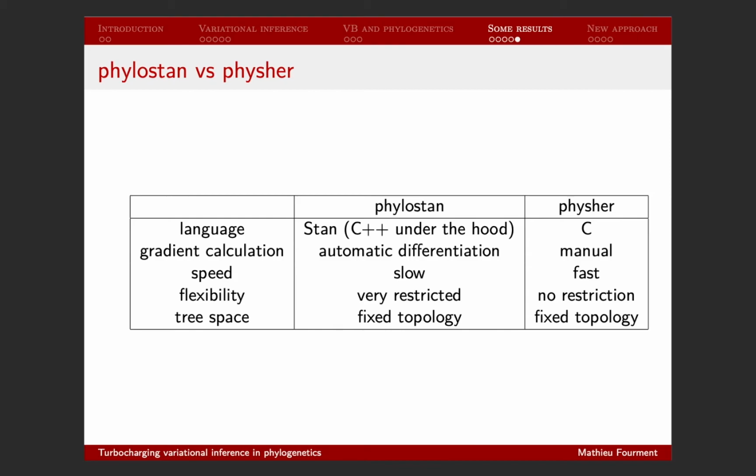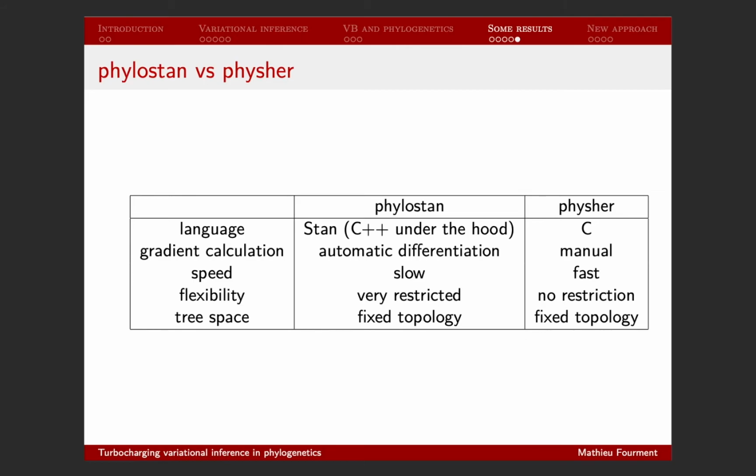So it's nice to have automatic differentiation. Unfortunately, for speed, physher is much faster than Stan. But that's the cost of writing everything manually. In terms of flexibility, Stan is not very flexible because if you want to change something, you need to go in the C++ code, which is quite hard to do.